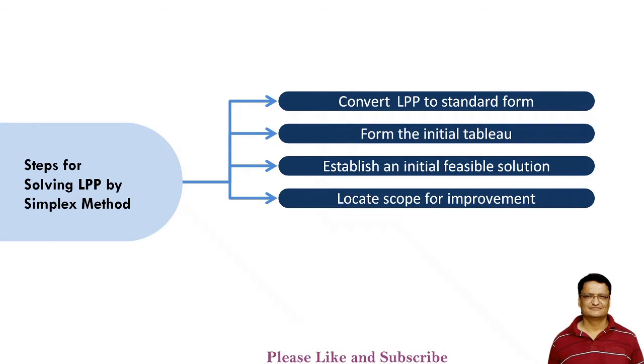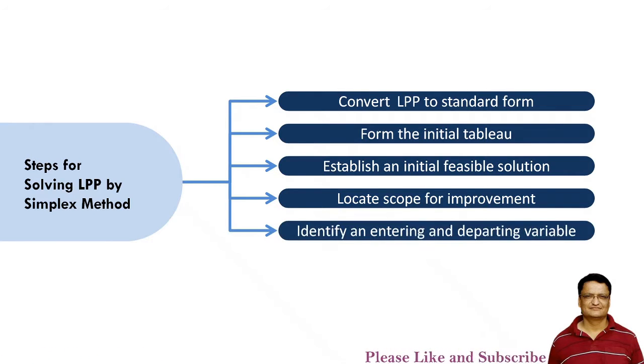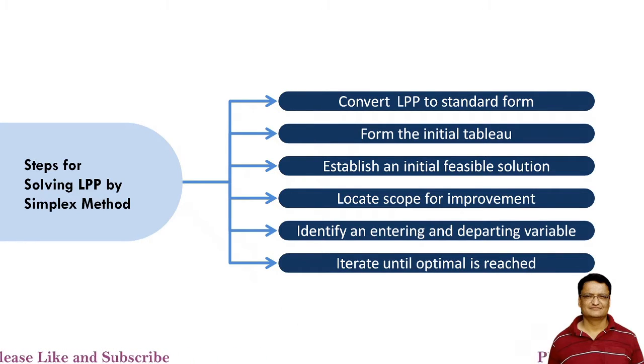Then look for any scope for improvement, that is, whether the initial feasible solution is optimum or not. If it is not optimum and there is scope for improvement, then we will identify the entering variable and also the departing variable, and then we will iterate until the optimum solution is reached.